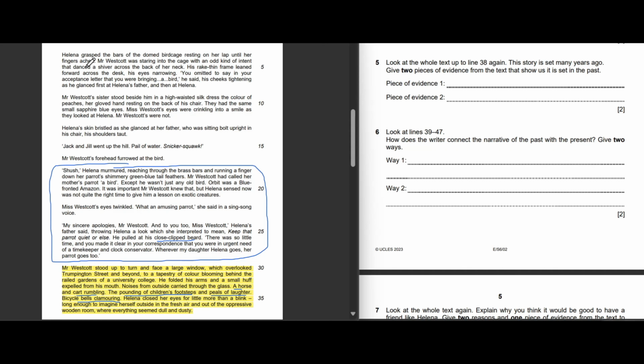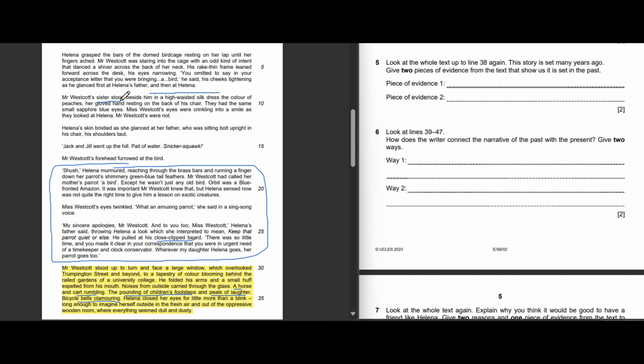Two pieces of evidence. So we see that in here we see Miss Westcott in a high-waisted silk dress. That is the dress style for people very long time ago, right? In the olden time. And her gloved hand, so she wears gloves. Alright, that can be the answer.